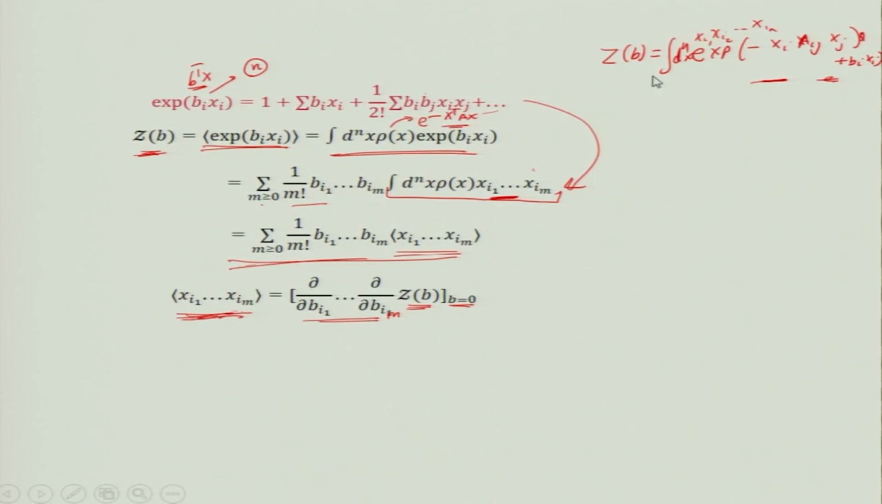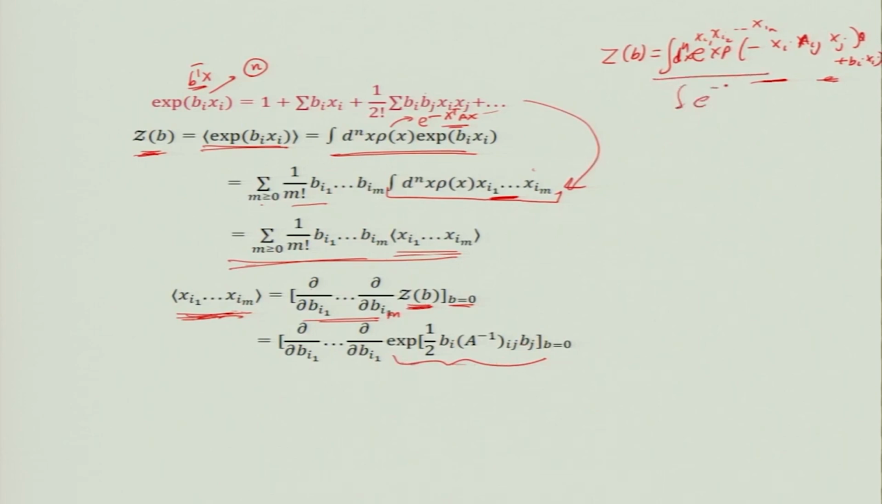That is a trick, I mean that's a complicated part. So, this ZB, I said it is this integral. Well, by the way, I need to divide this by the integral of exponential minus xi aij xj. Okay. But this part does not do anything to the derivative. So, the integral of this is what we discussed so much, right. I mean half bi a inverse ij bj, and after taking the derivative, you set b equal to 0.